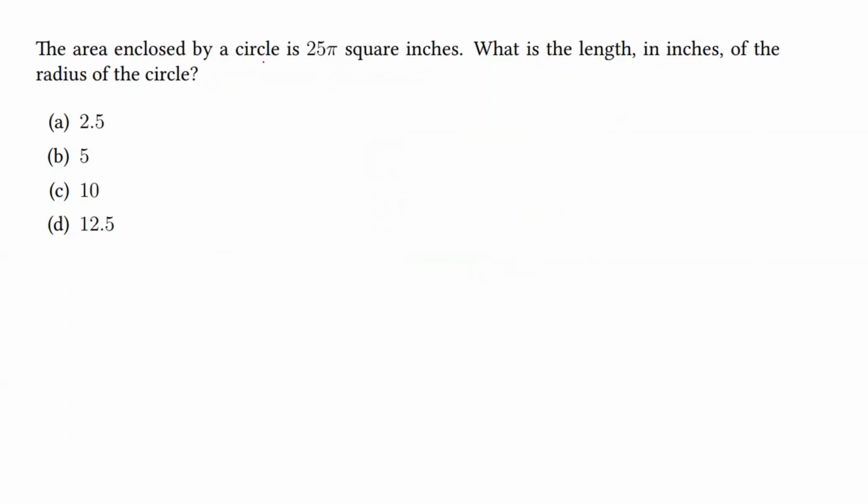The area enclosed by a circle is 25 pi square inches. We know that the area of a circle is found with the formula pi r squared, and we're told that this area is equal to 25 pi. We want to find the length of the radius. Canceling the pi's first, we see r squared is 25. Thus, this radius must be 5.